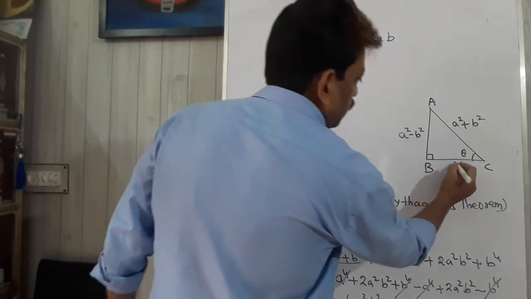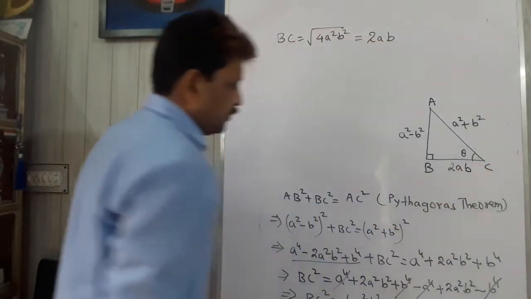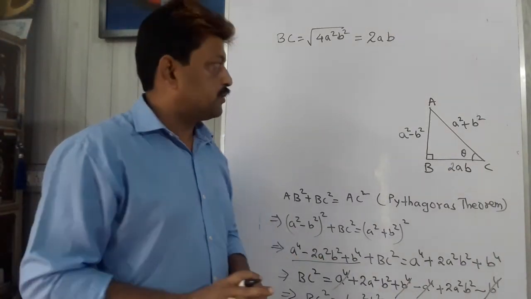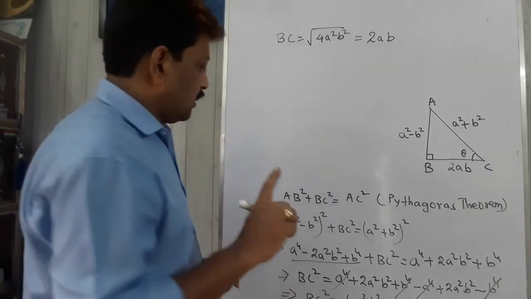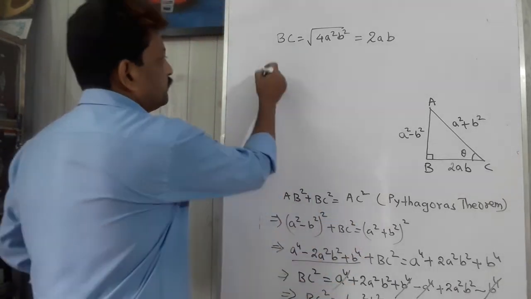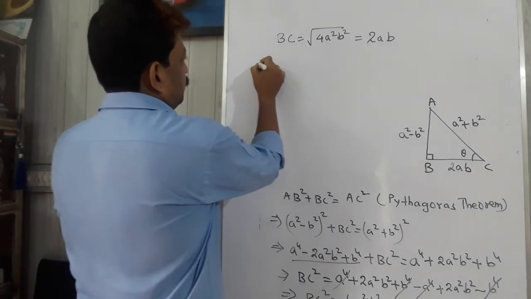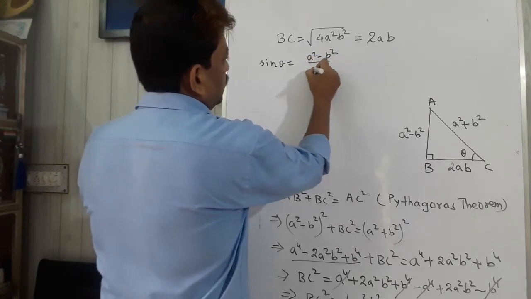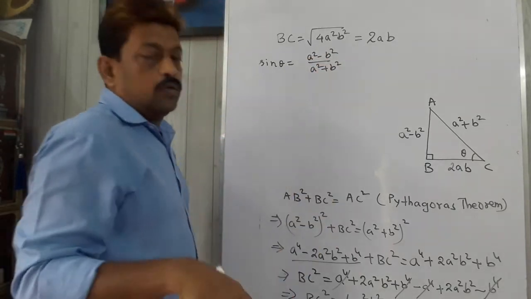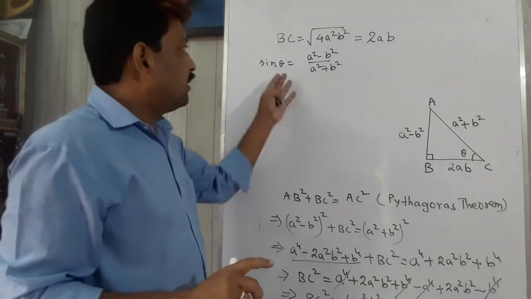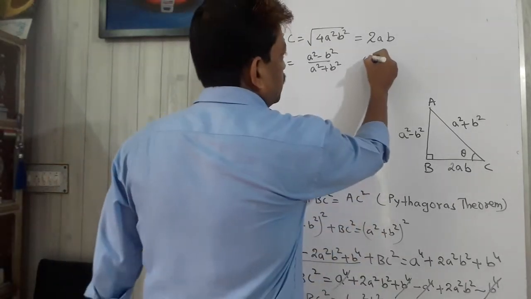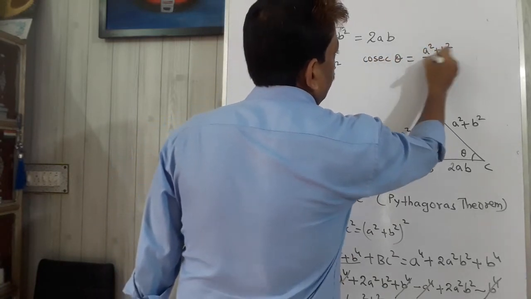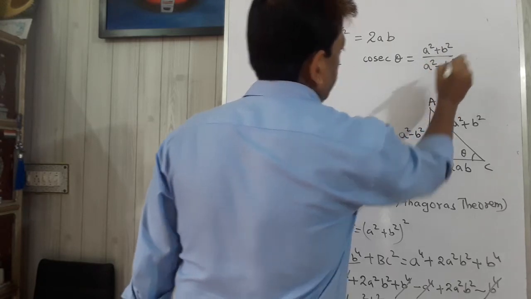So BC is 2AB. Now let me put it here. BC is 2AB. Now we have to find all the other trigonometric ratios. So let me start with sin theta, which is already given. The value was given as sin theta equals A square minus B square by A square plus B square. We all know that cosec theta is the reciprocal of sin theta. So cosec theta will be A square plus B square upon A square minus B square.